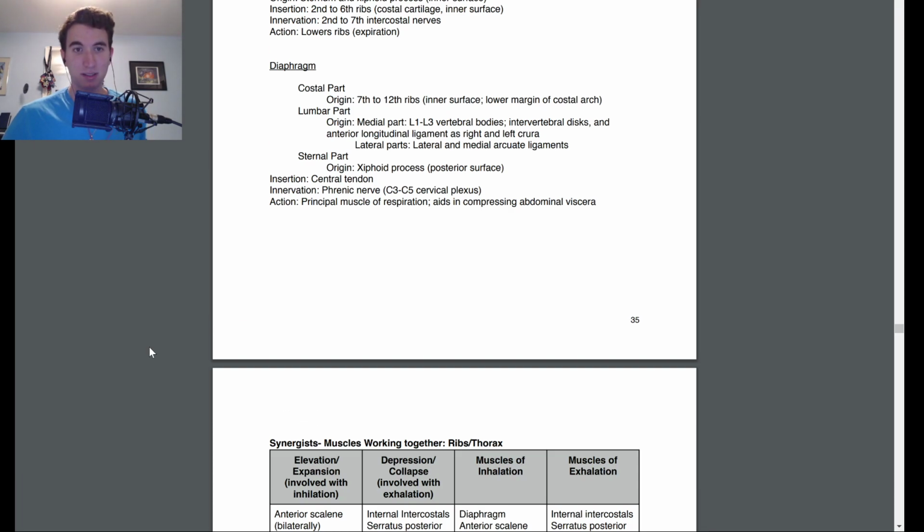The lateral parts come from the lateral and medial arcuate ligaments. Sometimes there's some words that just break the brain.